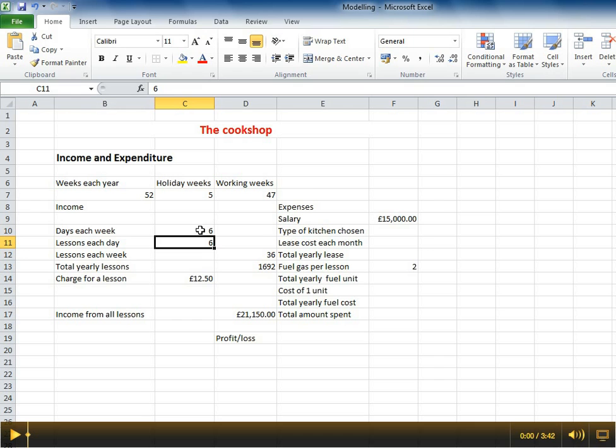I'll put it back to 6. So now we need to look at the expenses. The user has told us she is going to charge herself £15,000 a year. This is going to be her salary in the first year. I have done some research and found a Belmarsh kitchen, which I'm going to enter.